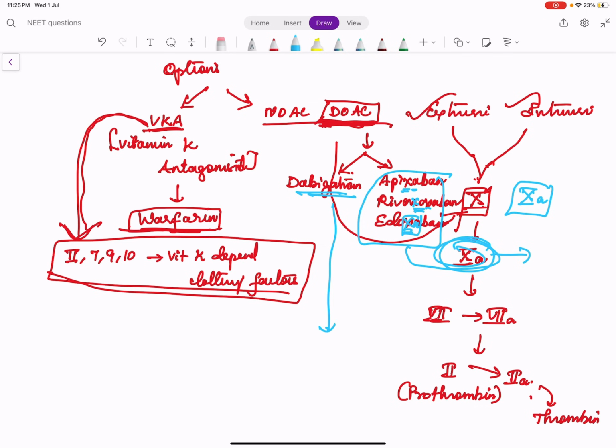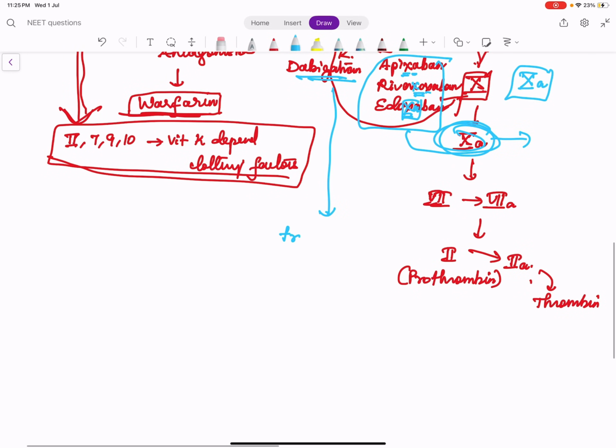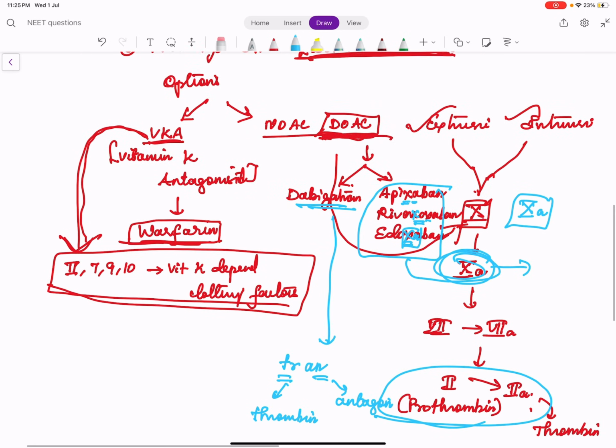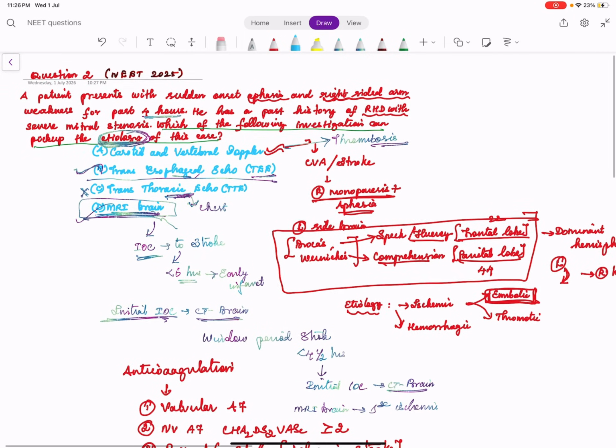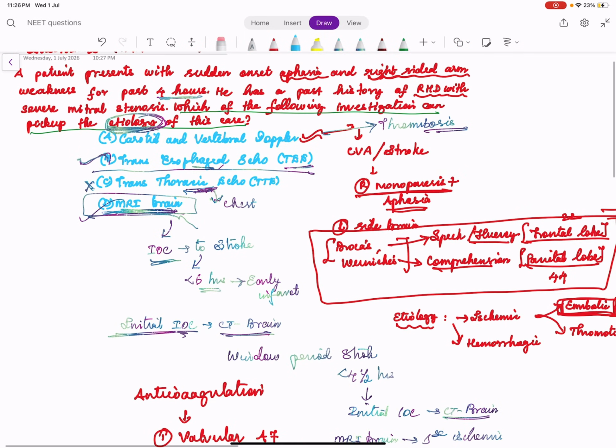Dabigatran is also a directly acting oral anticoagulant. Again, see from the name, it is TRAN. TR is thrombin antagonist. So dabigatran inhibits thrombin. Thrombin is factor 2. So the directly acting oral anticoagulants may be factor 10A inhibitors or factor 2A inhibitors. Factor 10A inhibitors come with the name XA: apixaban, rivaroxaban, edoxaban. And factor 2A inhibitors or direct thrombin inhibitors come with the name TRAN: dabigatran. So these are the options for anticoagulation, and this completes the discussion of this case.